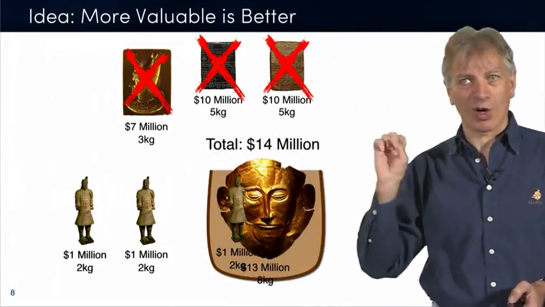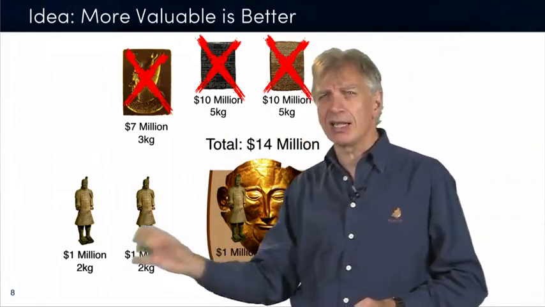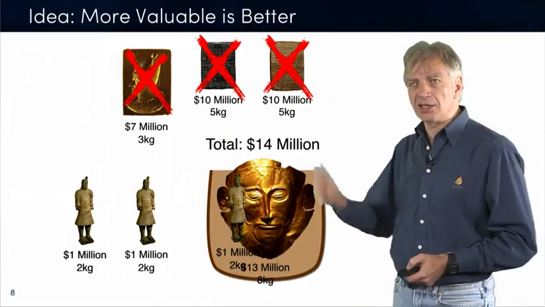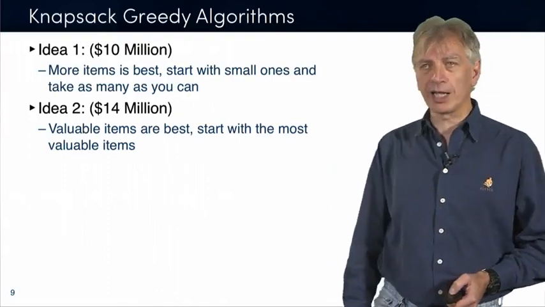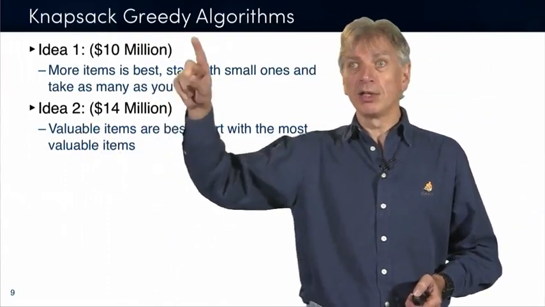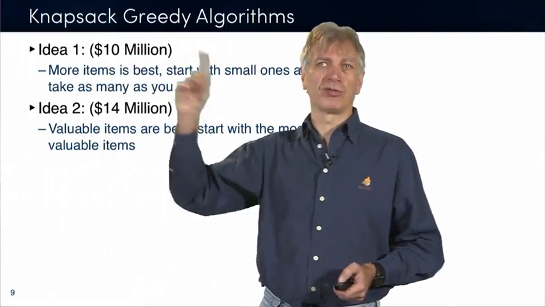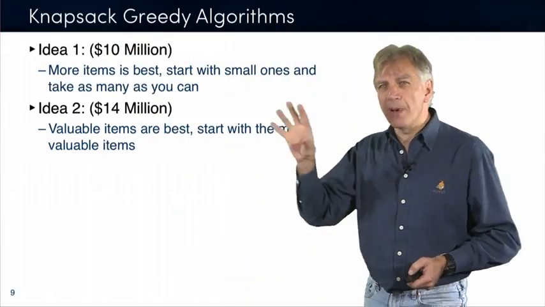The greediness was different here. It's not the smallest item, it was the most valuable item. That's the second idea of a greedy algorithm. In this particular case, this one was better. You know, I can easily design a case where the first one would be better. Now, can we do better than these two?